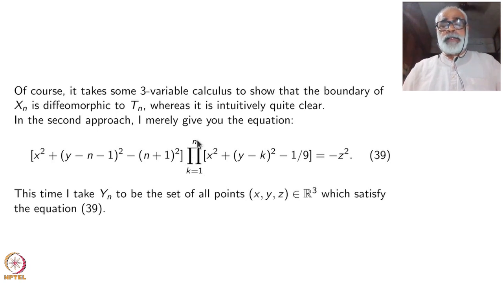What are they? The first factor here is x square plus y minus n plus 1 whole square, minus n plus 1 square, which, if you put equal to 0, is a circle with the radius n plus 1 and the center 0 comma n plus 1. Similarly here, the center is 0 comma k and the radius is 1 by 3. I have taken the product of these polynomials and put them equal to minus z square. This time I take Yn to be the set of all points x, y, z inside R3 which satisfy this equation, and the claim is that this represents Tn.